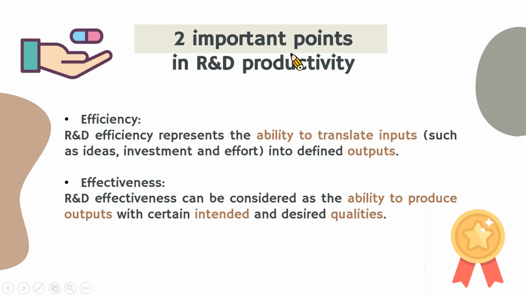There are two important points in R&D productivity. The first one is efficiency and the second one is effectiveness. Efficiency means the ability to translate inputs such as ideas, investment, and effort into defined outputs, while effectiveness means the ability to produce outputs with certain intended and desired qualities.